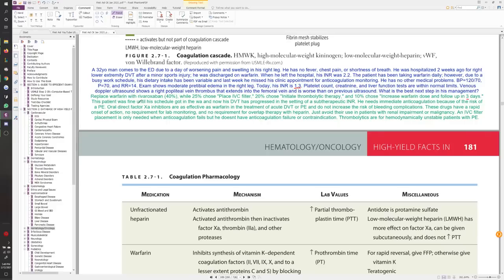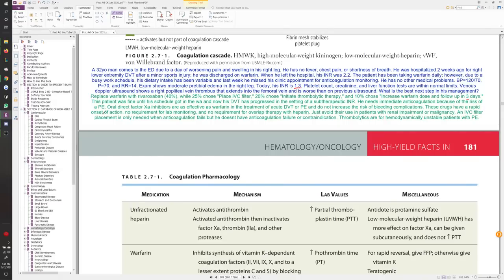This patient was fine until his schedule got in the way, and now his DVT has progressed in the setting of a subtherapeutic INR. He needs immediate anticoagulation because of the risk of a pulmonary embolism. Oral direct factor Xa inhibitors are as effective as warfarin in the treatment of acute DVTs or pulmonary embolisms, and do not increase the risk of bleeding complications.